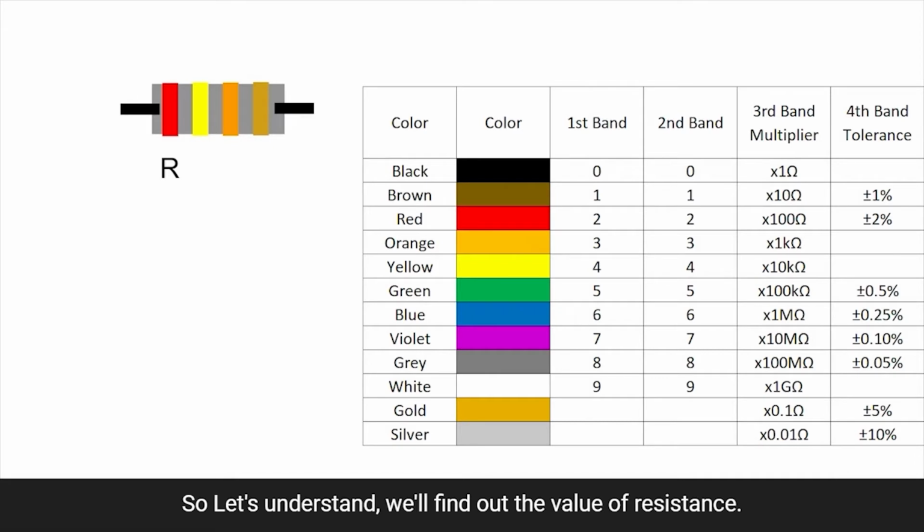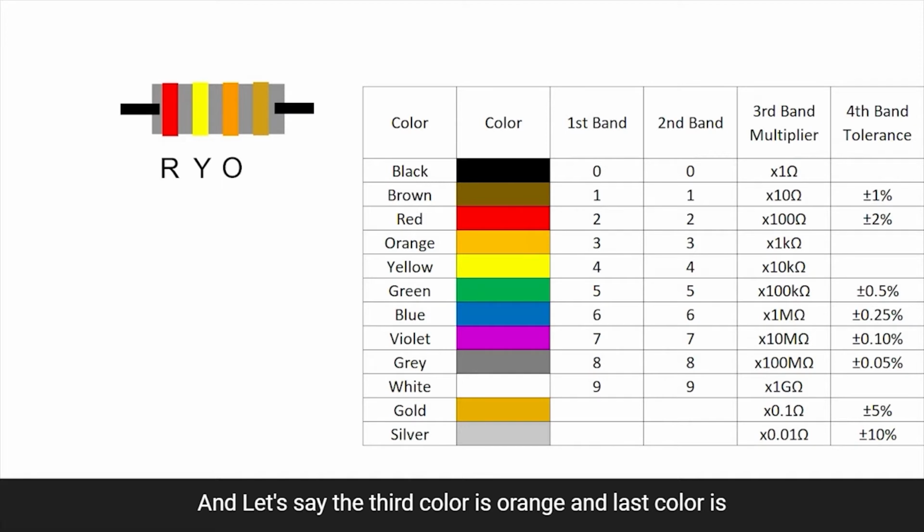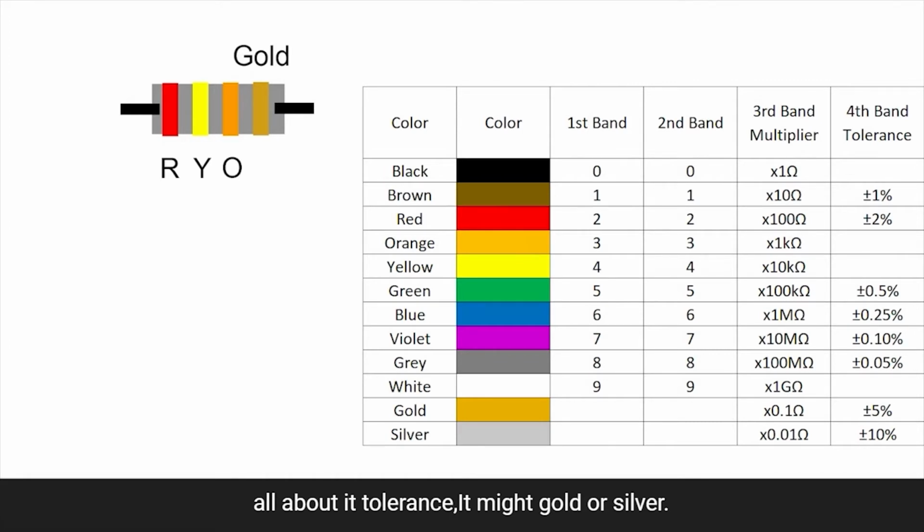So let's find out the value of a resistor. The first color is red and the second color is yellow, and let's say the third color is orange, and the last color is all about the tolerance. It might be gold or silver. There might be no color as well. So when we have the first color, that is red, we have to go for the corresponding number, that is 2, and for the second color, that is yellow, similarly, we have to go to the table and look at the value there. So the second color is 4.